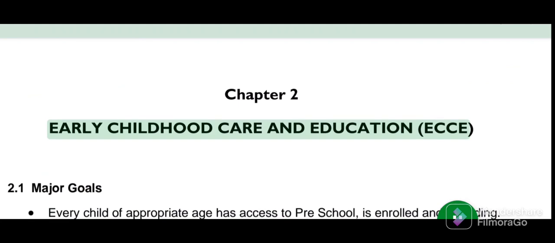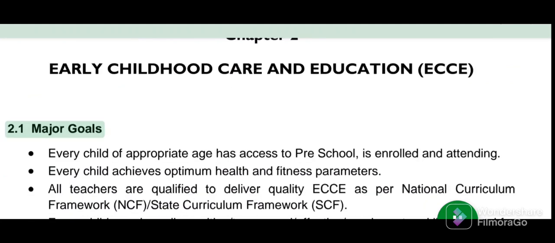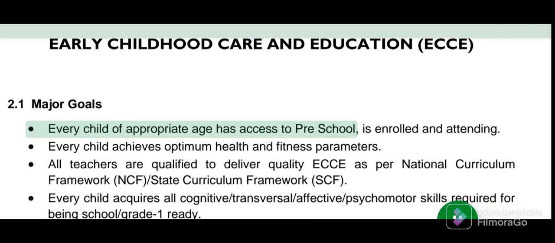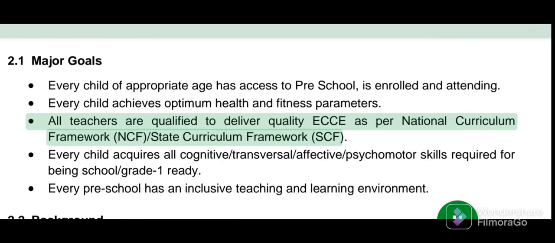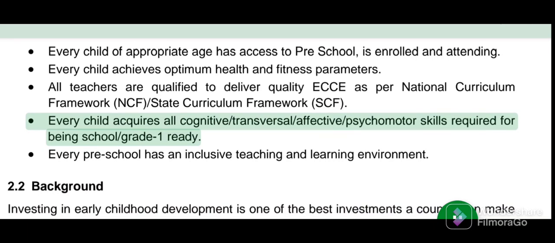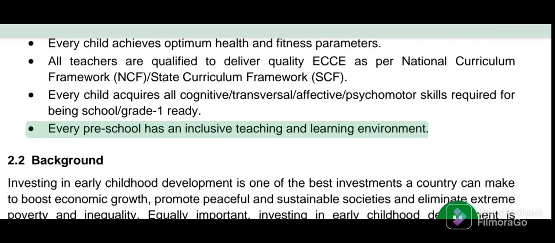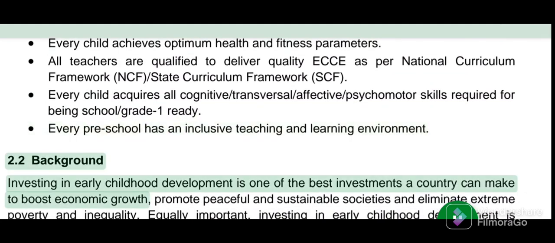Chapter 2. Early Childhood Care and Education, ECCE. 2.1 Major Goals. Every child of appropriate age has access to preschool, is enrolled and attending. Every child achieves optimum health and fitness parameters. All teachers are qualified to deliver quality ECCE as per National Curriculum Framework, NCF, State Curriculum Framework, SCF. Every child acquires all cognitive, transversal, affective, psychomotor skills required for being school grade 1 ready. Every preschool has an inclusive teaching and learning environment.